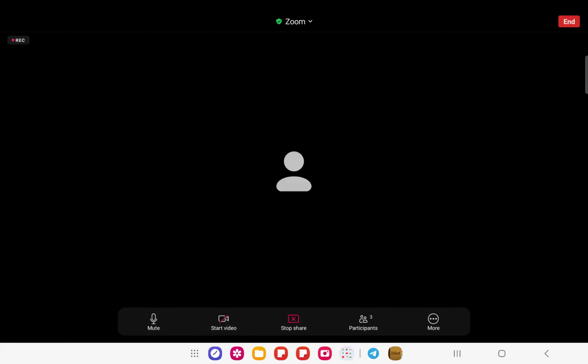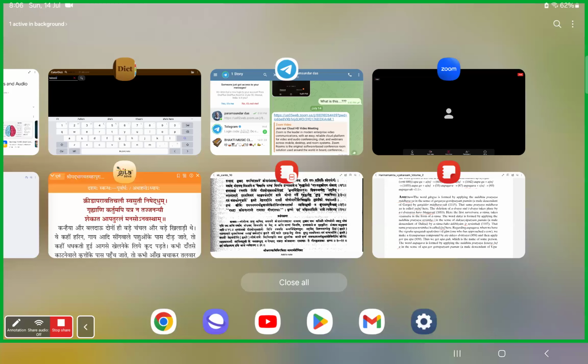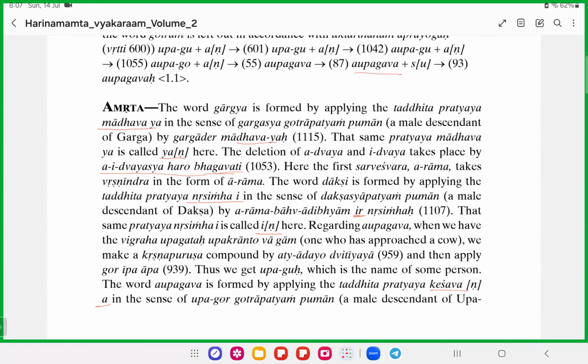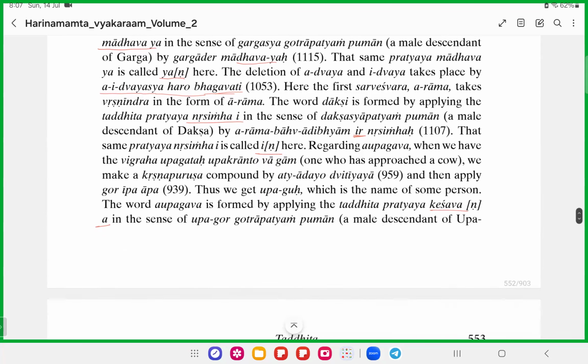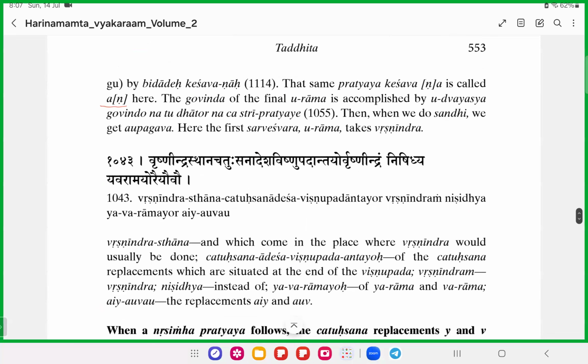So resuming from Sri Harinama Amrita Vyakaranam, Tadhita Prakaranam. Sutra 1043.